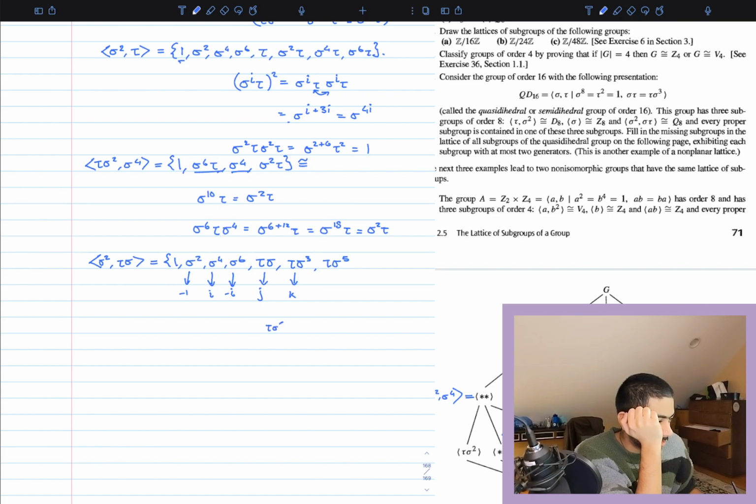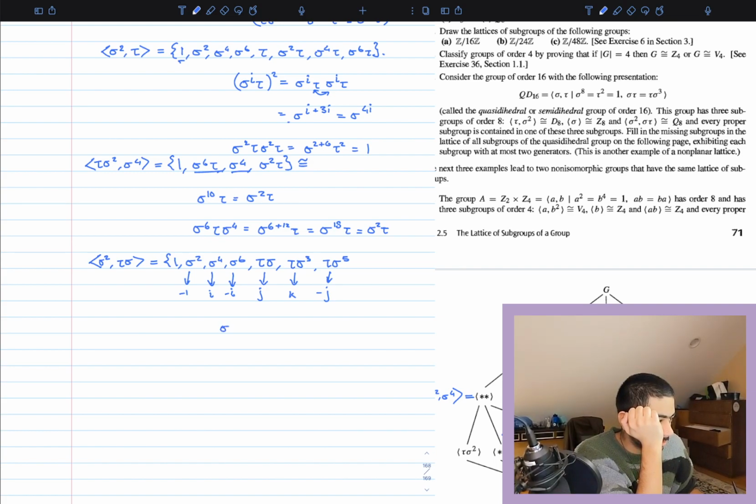What about tau sigma to the 5th? So tau sigma to the 5th times tau sigma to the 5th. What are you? If we swap the middle two, we get tau squared times sigma to the 20. Which is... 20 is a multiple of 4, but not 8. So this is also sigma to the 4th. And this is sigma to the 4th times this guy. So it's like -j.